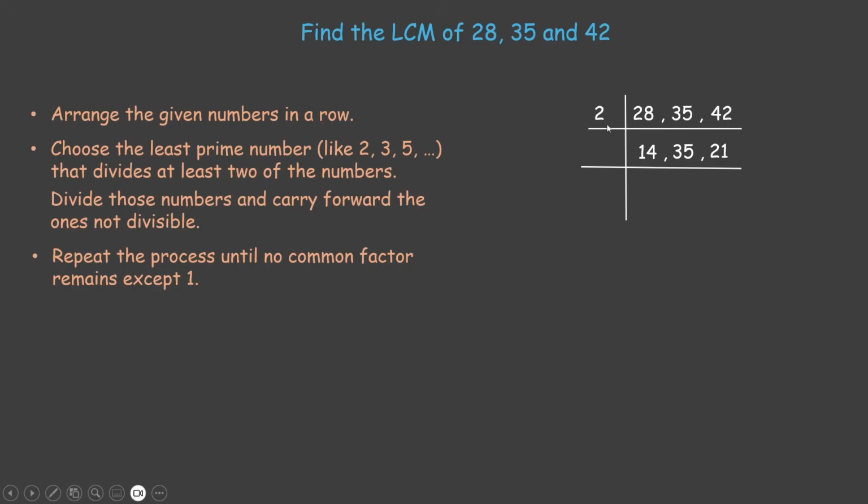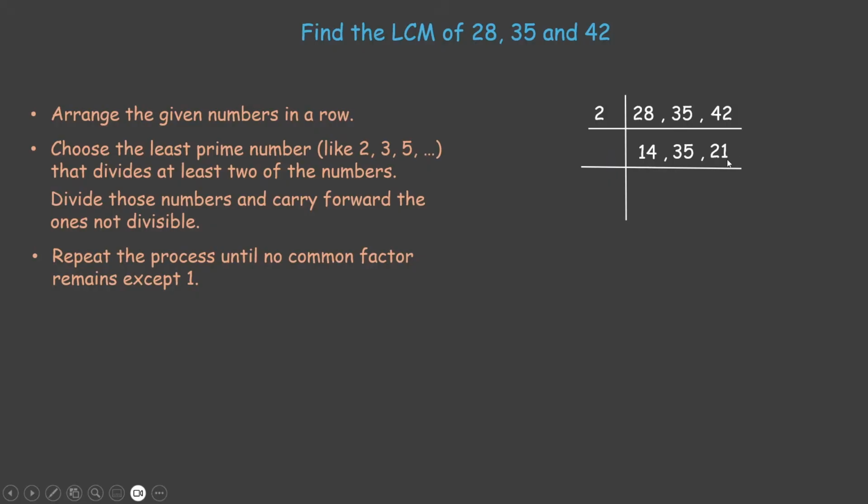So let's look over here. We have one even number, but 35 and 21, they are odd. So clearly we cannot divide them by 2. Next prime number is 3. 21 is divisible by 3, but these numbers are not. And we need to find a prime number that divides at least two of the numbers. Let's move on to next prime number, which is 5. Only 35 is divisible by 5. So let's move on to the next one and see if we can find two numbers which are divisible by a certain prime number. So next number is 7.